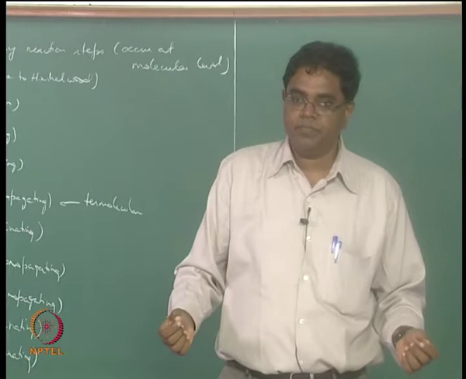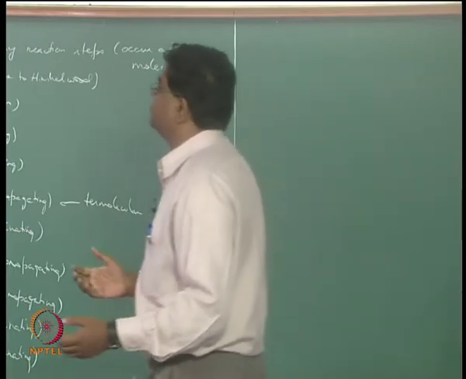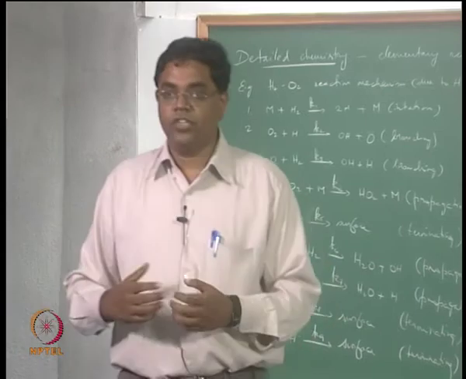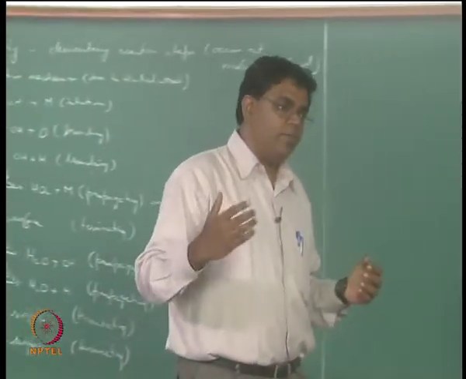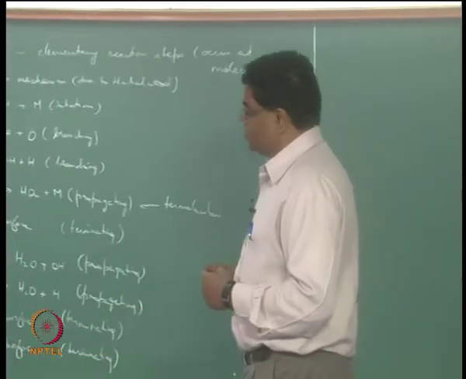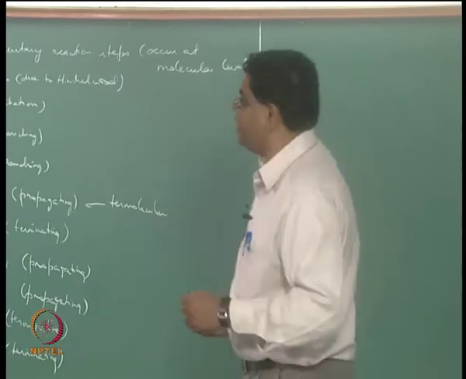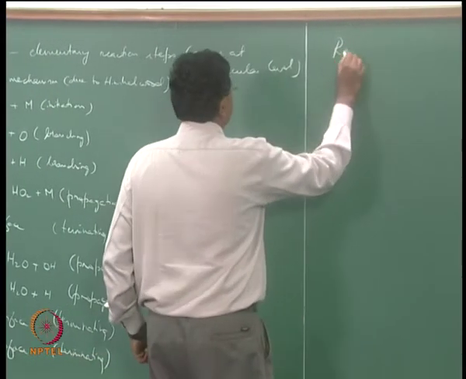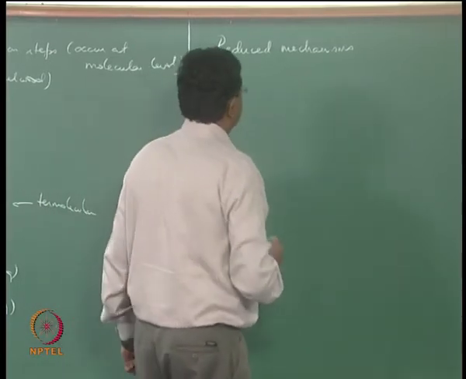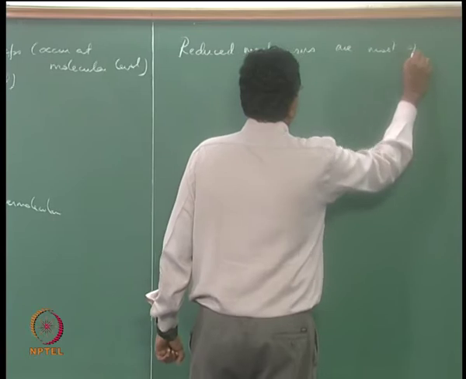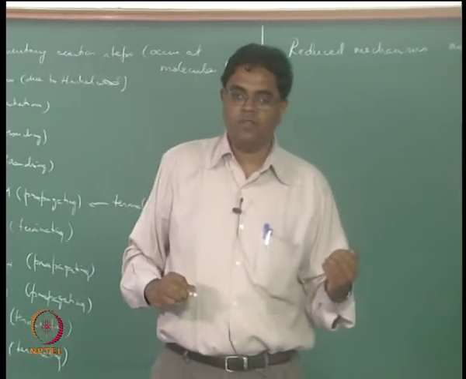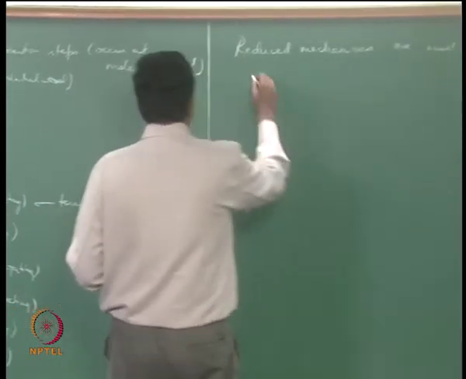The question is, can we handle them? Many times it's not possible for us to handle so many reactions in the first place. Number two, we may not need to handle all the reactions. Just because that's what is happening in reality, it doesn't mean that from an engineering point of view we have to consider all of them. So many times what's typically adopted is reduced mechanisms. Reduced mechanisms are most often adopted.